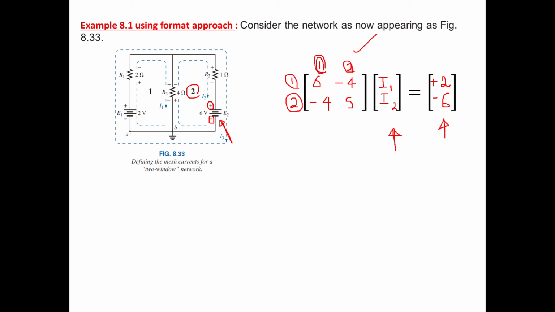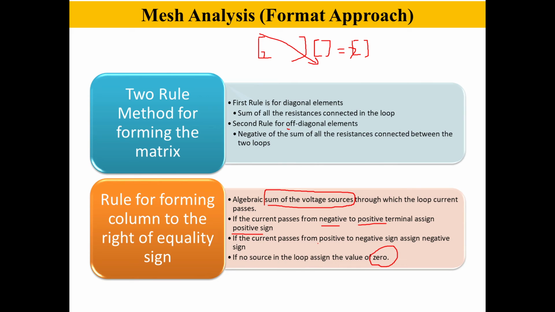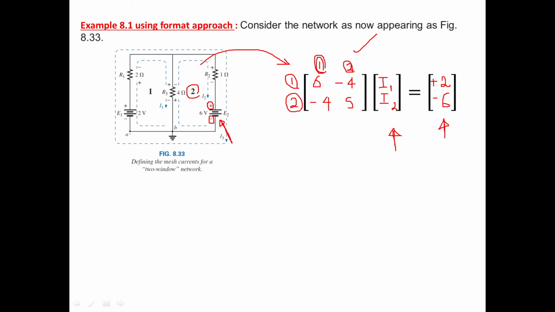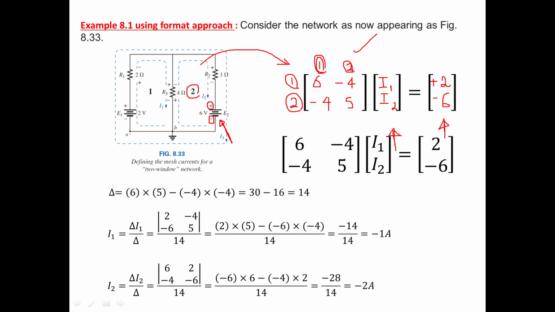So what we have done is, given the question, we directly form the matrix using the rules given here. So these are the rules that I am following. If you can understand this rule, you can directly form the matrix and start solving. No need to write the Kirchhoff's voltage law equation. This method is very simple, provided you understand. Directly we can start with the matrix. After this we just apply the determinant method and you will get the answer. So this is the format approach.